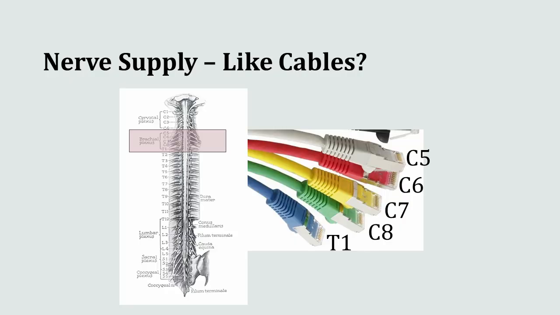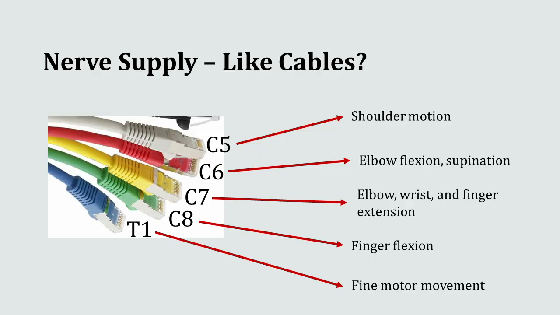So it's very easy to think of the analogy of different Ethernet cables coming out of a computer and controlling motor function and receiving sensory input. But that's not really what it's like. For a long time we would say, C5 controls shoulder motion, C6 controls elbow flexion and supination, which is turning the palm up, like holding a cup of soup. That's how you can remember it. C7 controls elbow extension, wrist extension, finger extension, C8 finger flexion, and T1 fine motor movement. And I think that's fine for a very kind of broad strokes interpretation of those nerves.